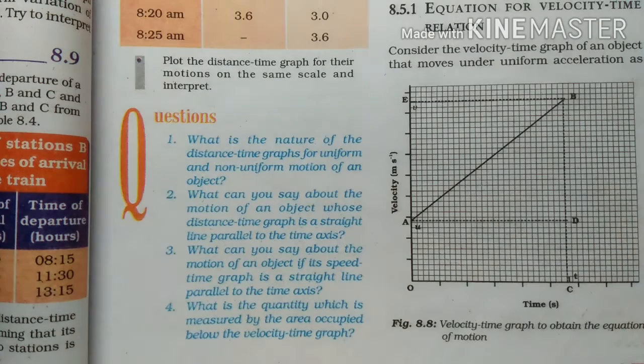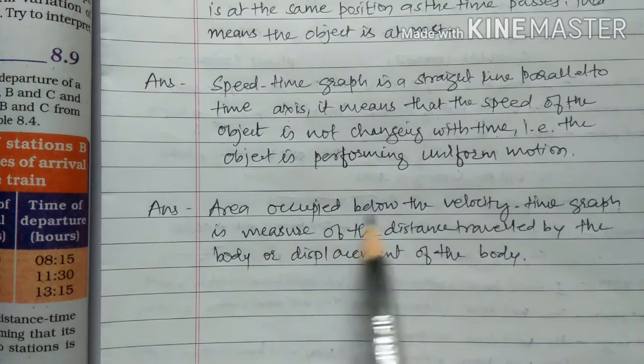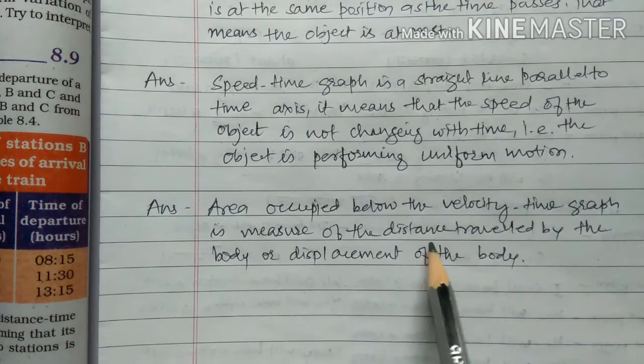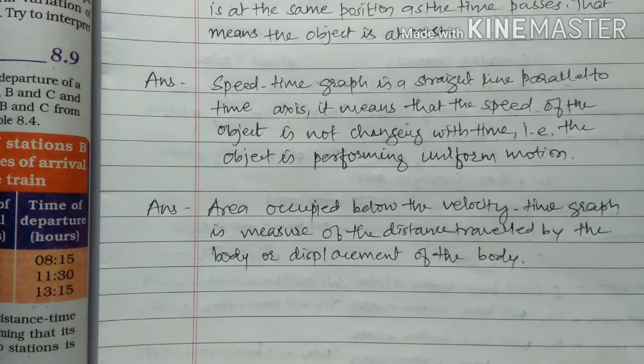Now, last question, question number 4: what is the quantity which is measured by the area occupied below the velocity-time graph? And the answer is in this way. The area occupied below the velocity-time graph is a measure of the distance traveled by the body, or the displacement of the body.